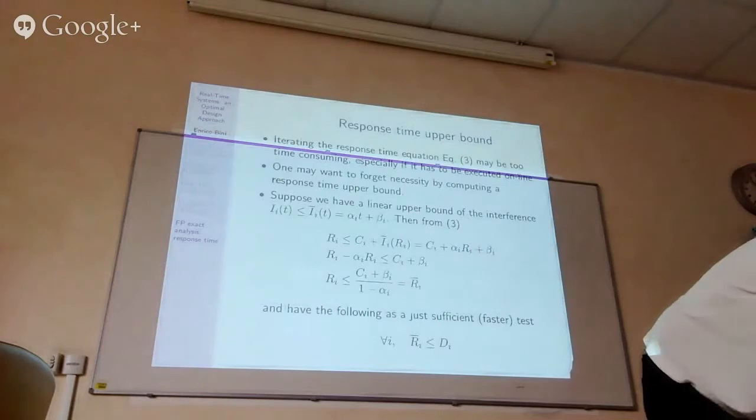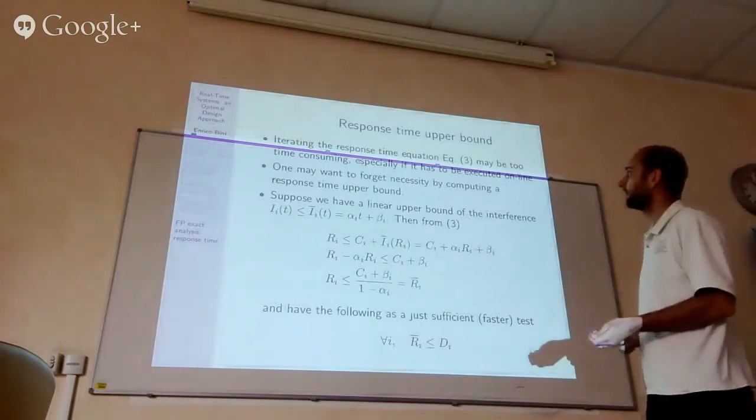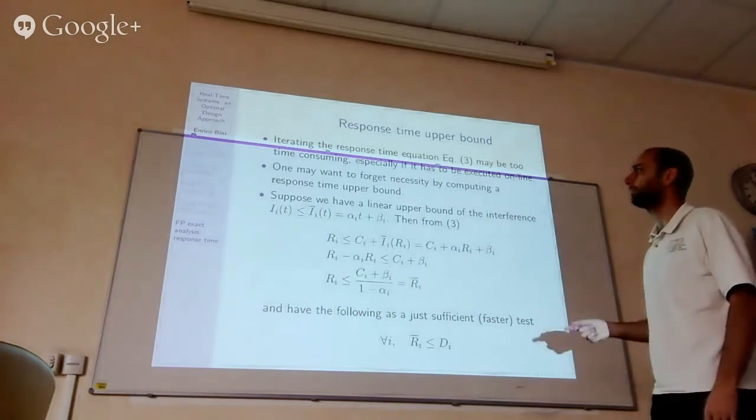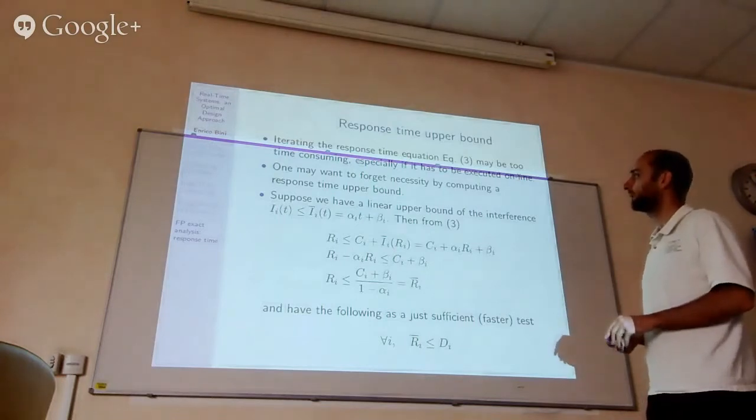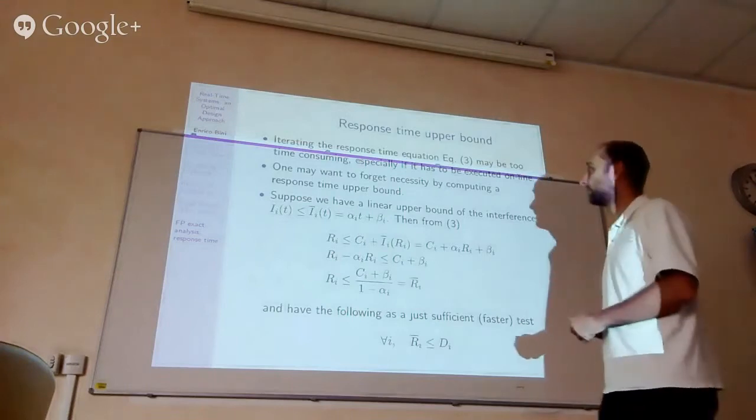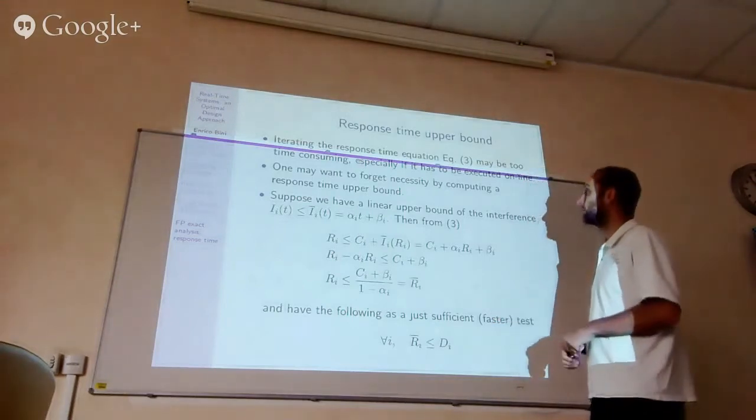Okay? So for the above mentioned reasons, it may be appealing in some contexts to give up on the necessity and just find an upper bound. You mean a sufficient upper bound? A sufficient upper bound, okay? And how can we do that?